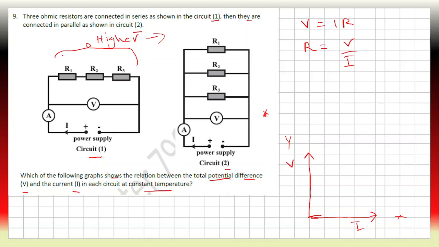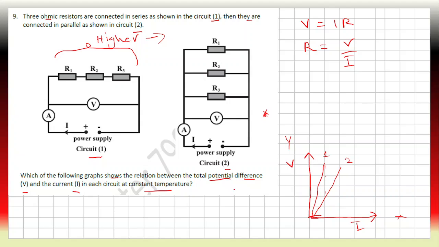So you can even just think about it. And then there's something here that you need to know. They are ohmic resistors. So because they are ohmic, our lines should be straight. So I expect the one for circuit 1 to be very close to our y-axis compared to the one on circuit 2. Why? Because the current is supposed to be smaller compared to what we have for the voltage.